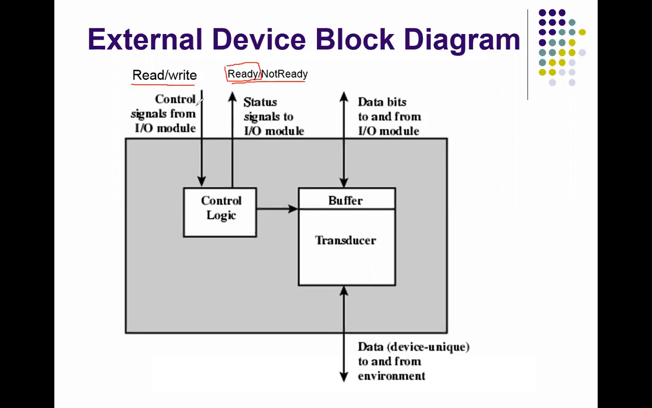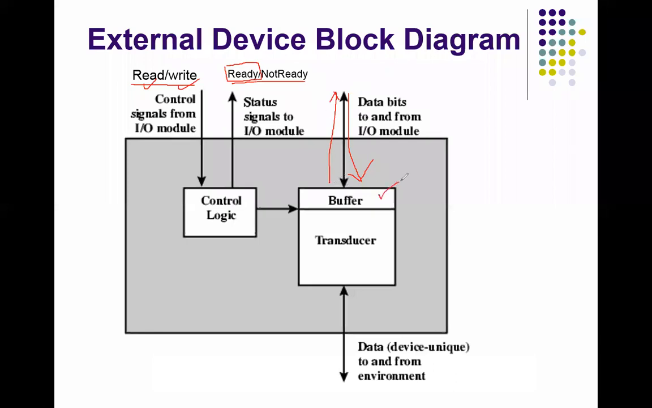This is connected with the input output module, and this control logic generates a signal either to read data or to write data. And if you are reading data, obviously your data direction is like this, and if you are writing data, the data bits go to and from the IO module, either reading or writing.